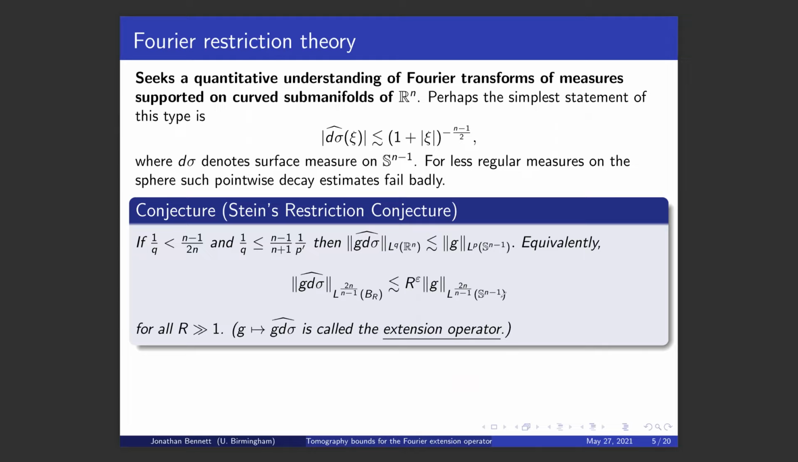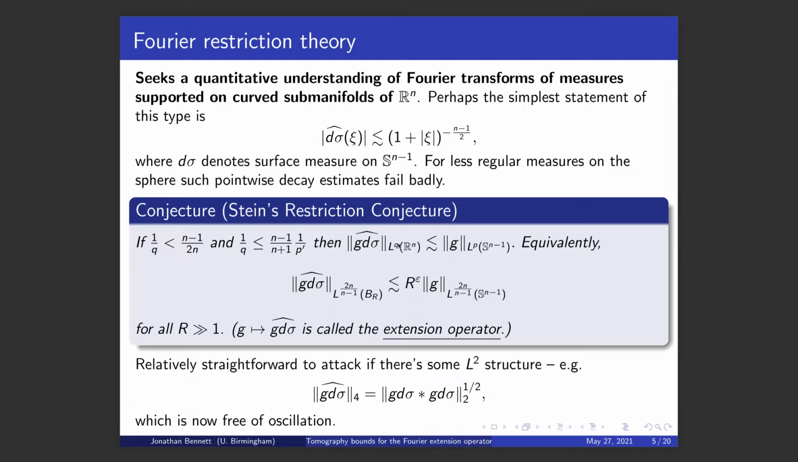So one quick comment before I do. If q happens to be even, so if there's some L^2 structure here on the left-hand side, so if q is, for example, 4, then this L^4 norm is really the L^2 norm of the modulus of g dσ-hat squared, then we can remove the oscillation from the left-hand side just by Plancherel's theorem, right? The left-hand side just becomes this L^2 norm of a convolution. And so this becomes relatively simple with the oscillation removed. And these observations where there's L^2 structure on the left, they go back to work of Fefferman from the 70s. It has a long history.